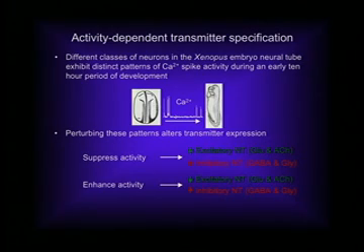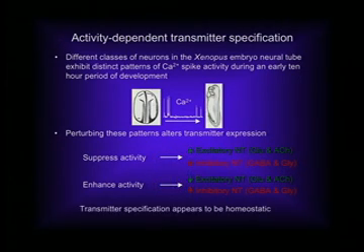And when we change these patterns, we change transmitter expression. When we suppress activity, as you saw, the numbers of neurons making the excitatory transmitters, glutamate and acetylcholine, goes up, and the numbers of neurons making the inhibitory transmitters goes down. Just the reverse occurs when activity is enhanced. And so this process of specification seems to be homeostatic. It seems to be trying to maintain a constant level of activity in the nervous system.